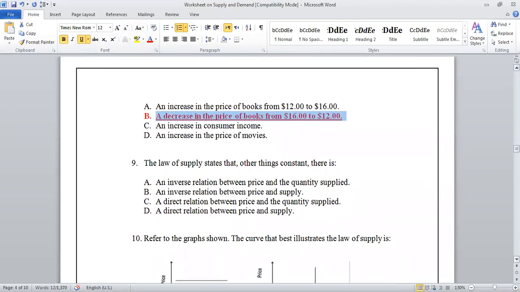Okay, the law of supply. Supply, we're thinking like who? Like firms. Firms want to maximize profits. So as prices increase, they will make more profits, so they will produce more and supply more. So there is a direct relationship between quantity supplied and price.